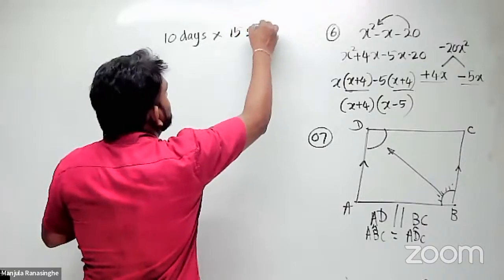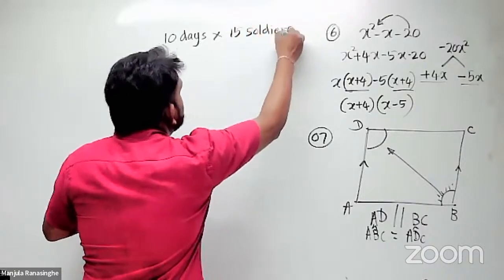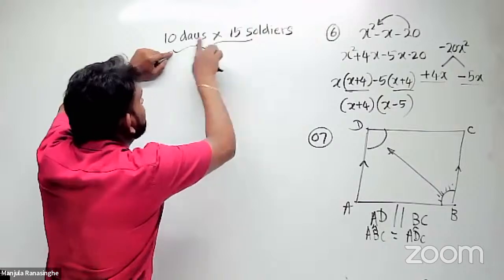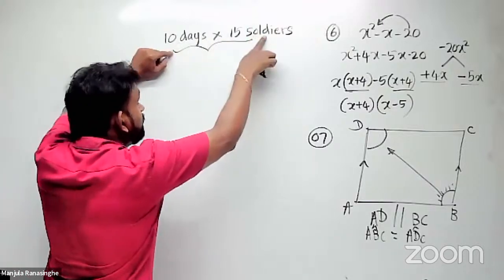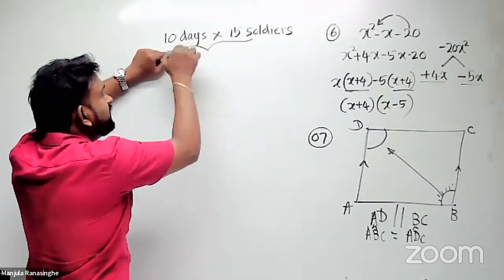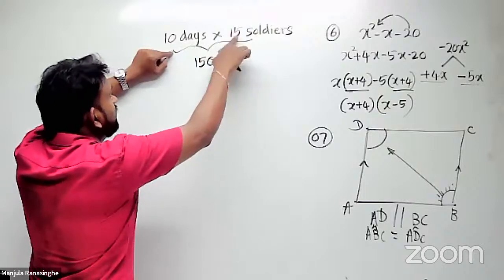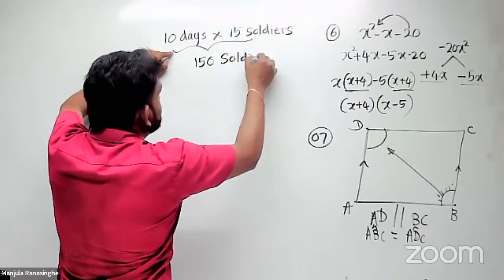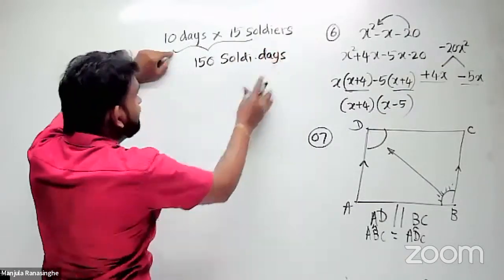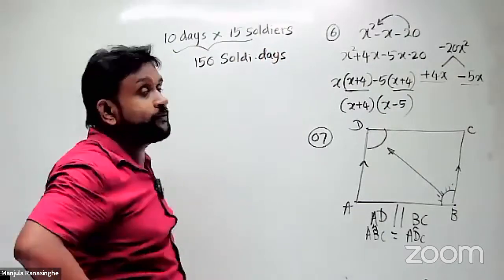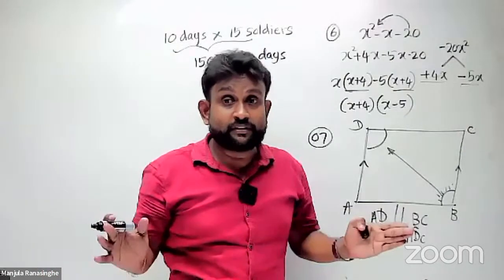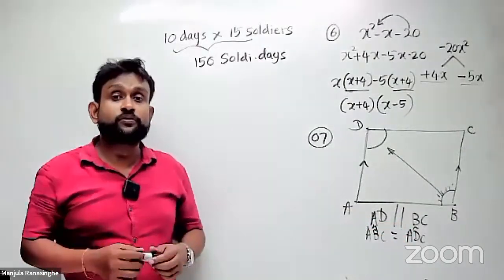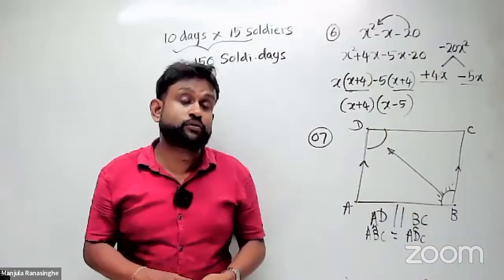15 soldiers. Right. Then how many totally, how many soldier days, like men days? Just multiply these two and 150. 15 into 10, 150 soldier days. Soldier days are there. Okay. Just see the amount of foods by soldier days. For how many days this storage sufficient for 25 soldiers?